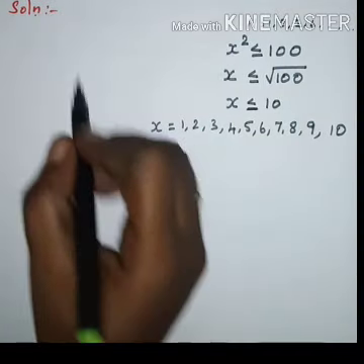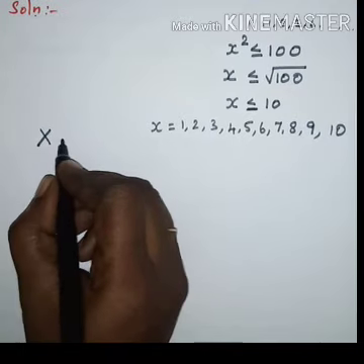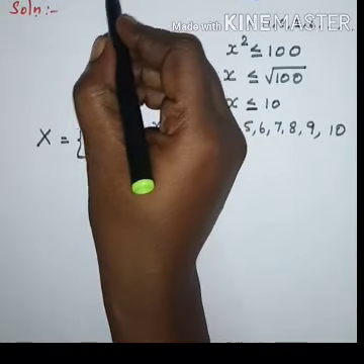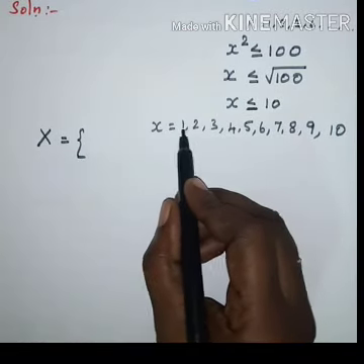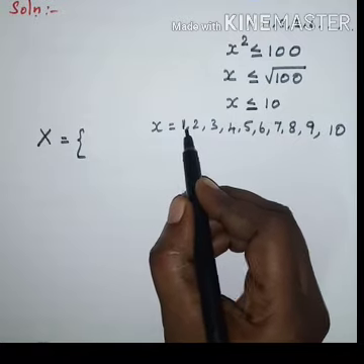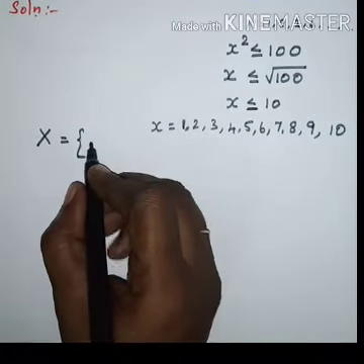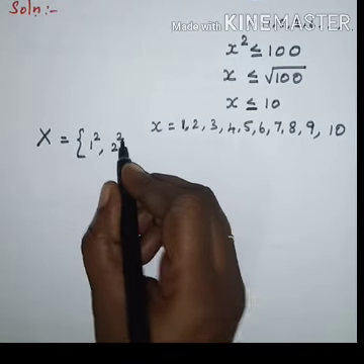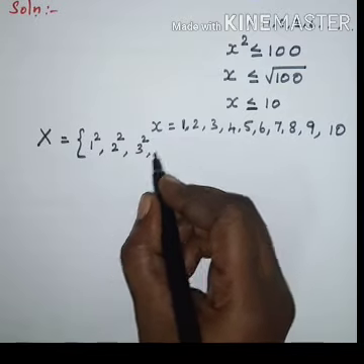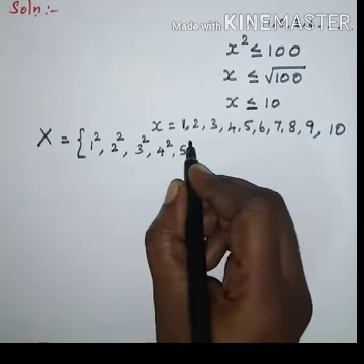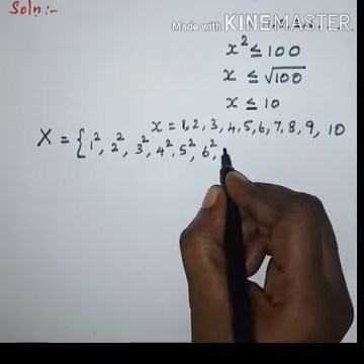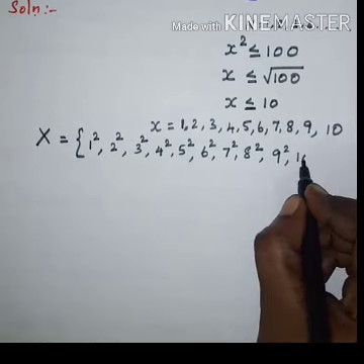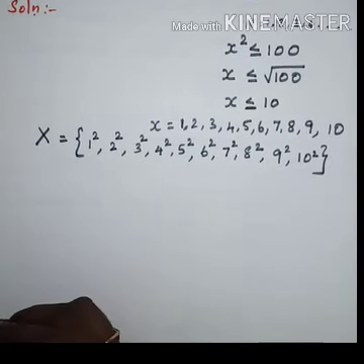Now coming to this set X. The set capital X is equal to what is given? x square. Here we have to find the elements of x, which are 1 to 10. Here x square is given, so we have to write 1 square, and then the second element is 2 square, and then the third element is 3 square, 4 square, 5 square, 6 square, 7 square, 8 square, 9 square, and then the final element is 10 square.